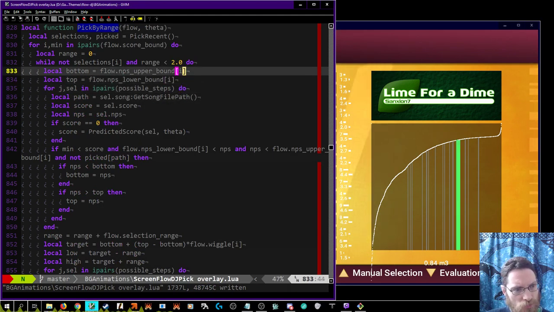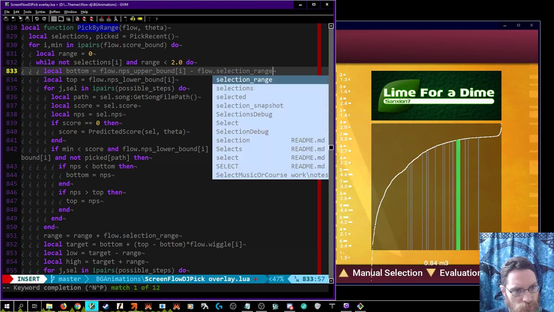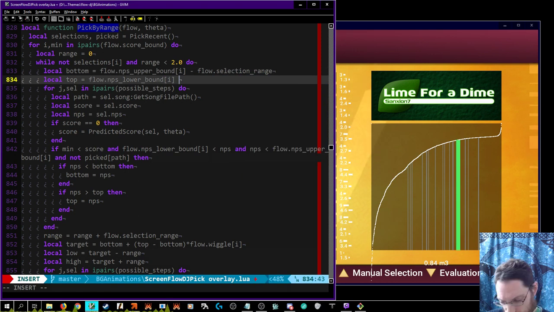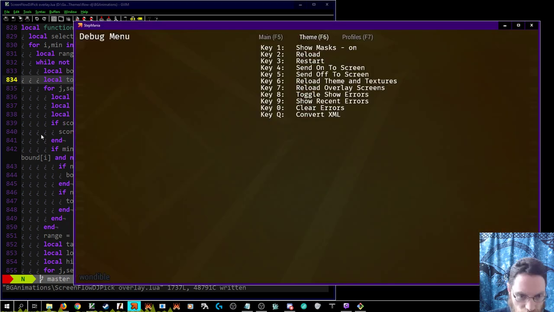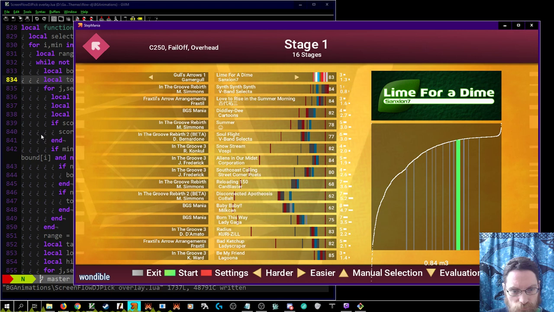And then could I use that? Well, it still gives you, yeah, top to bottom if you can strain that. So this is upper bound minus flow.selection range. Lower bound plus flow.selection range. We've still got 0.8.